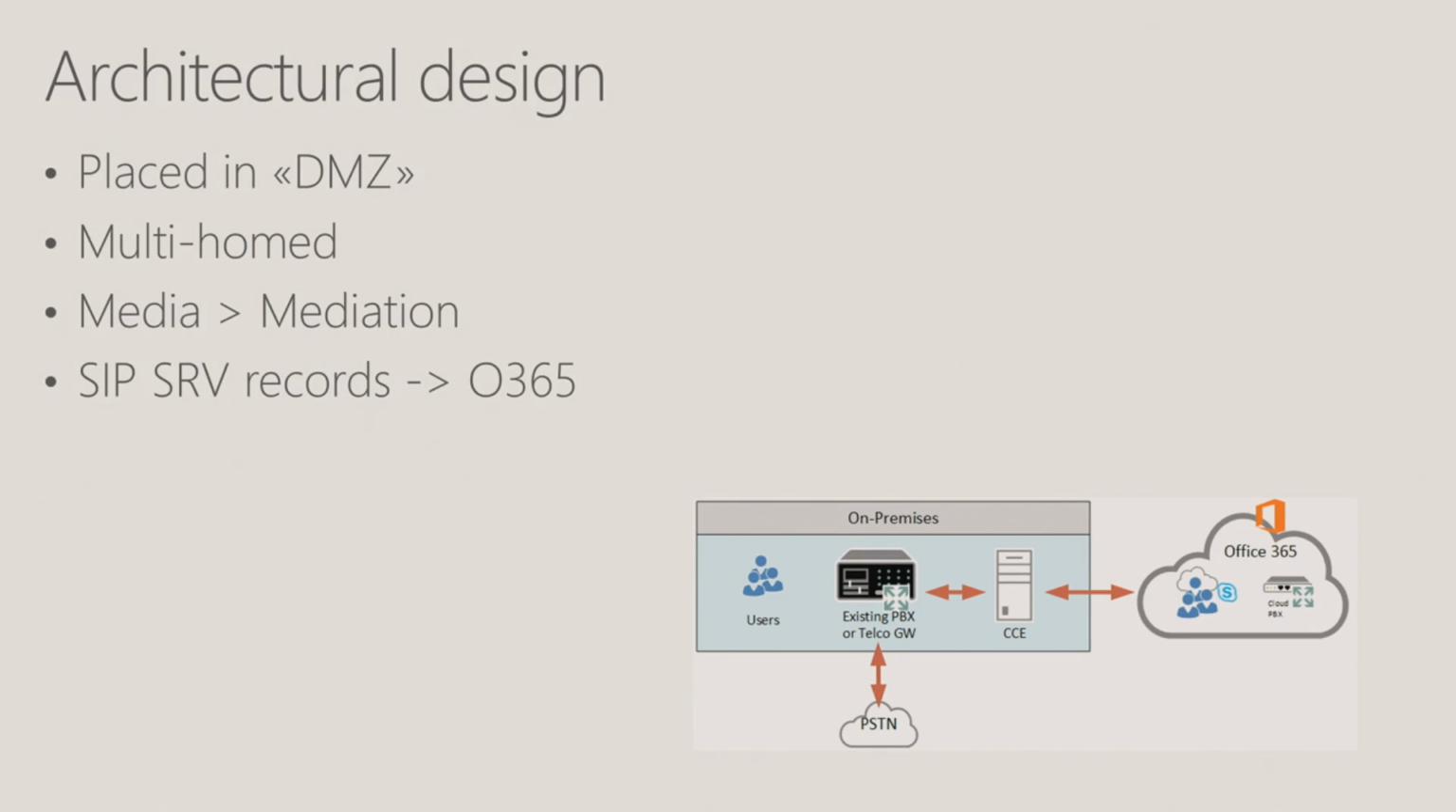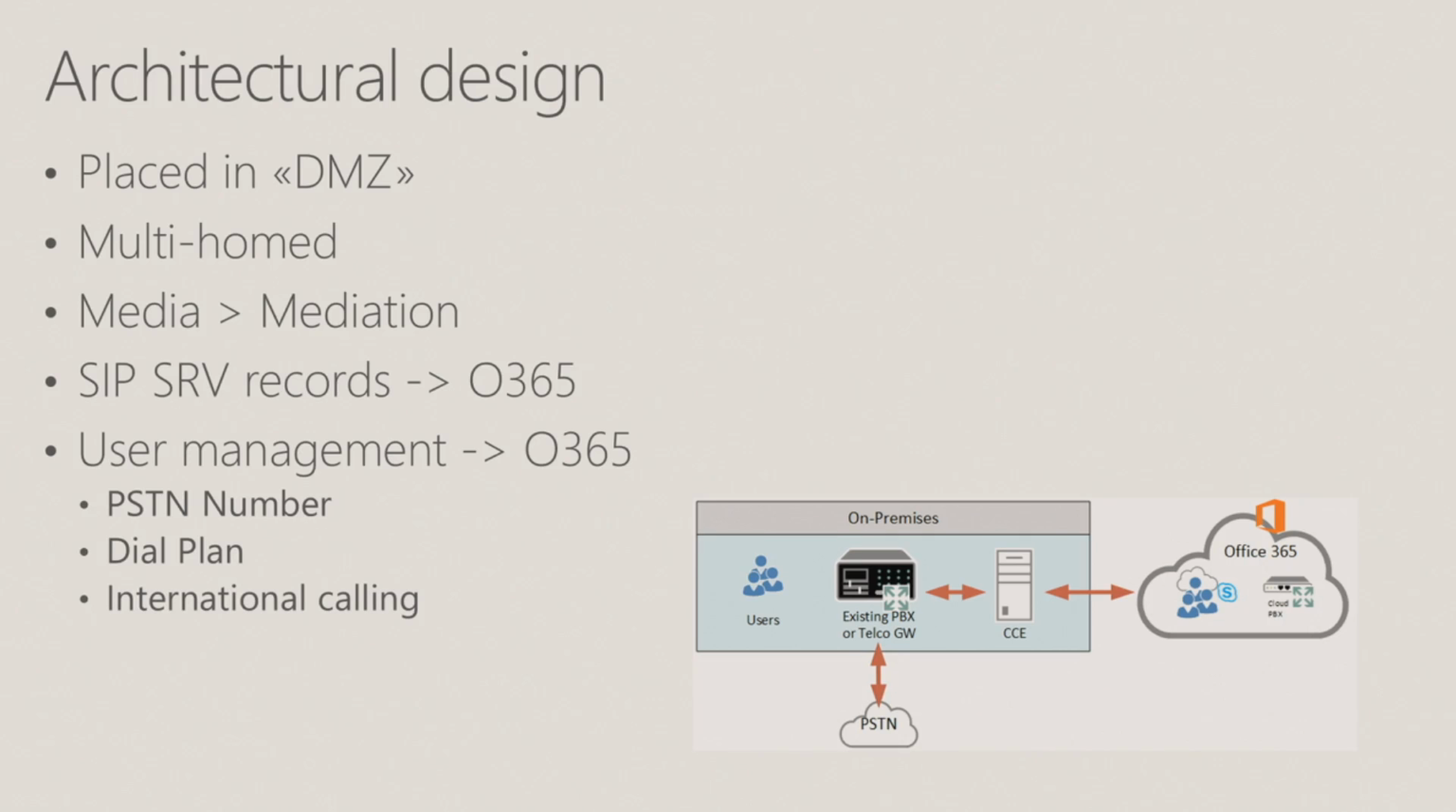SIP resource records point to the cloud. The cloud is the owner of the installation and the topology. All the user management you do thereafter is done in Office 365. You assign a number, you create and assign dial plans, and you have the possibility to allow or disallow international calling.